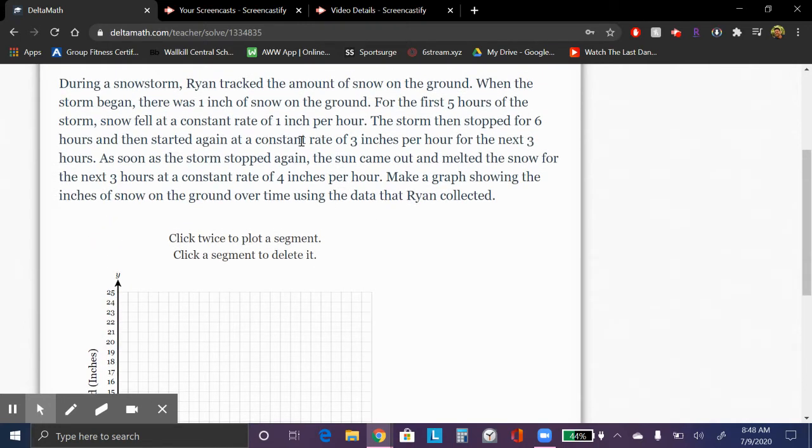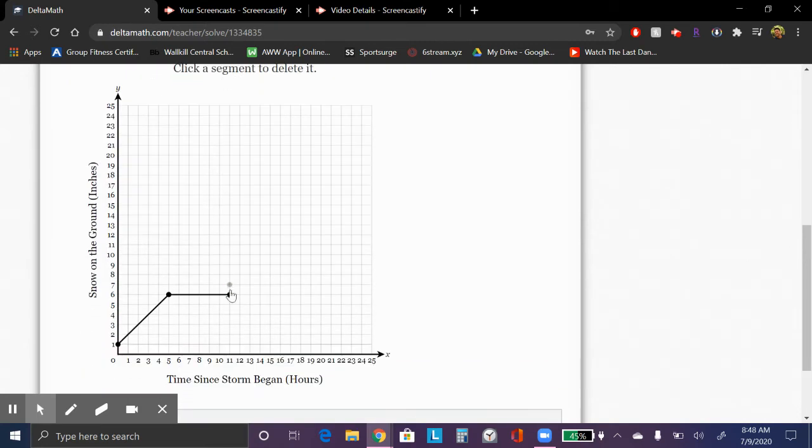And then it started again at a constant rate of 3 inches per hour for the next 3 hours. So 3 inches per hour for the next 3 hours. So that's 1 hour, 3 inches. So 3 inches per hour, another 3 inches per hour, 3 inches per hour. Connect those points.